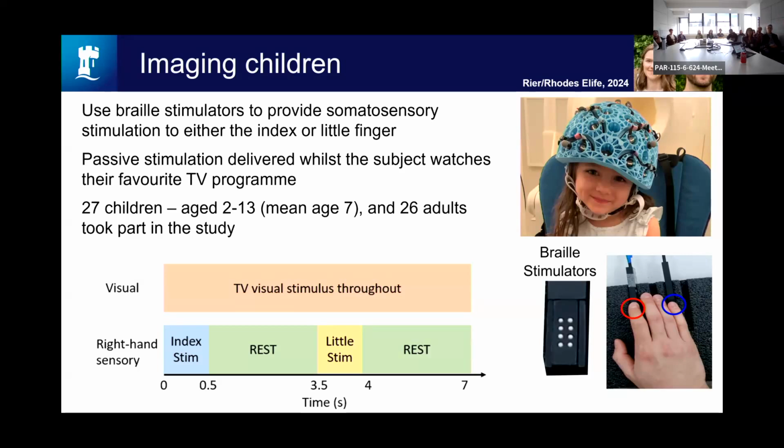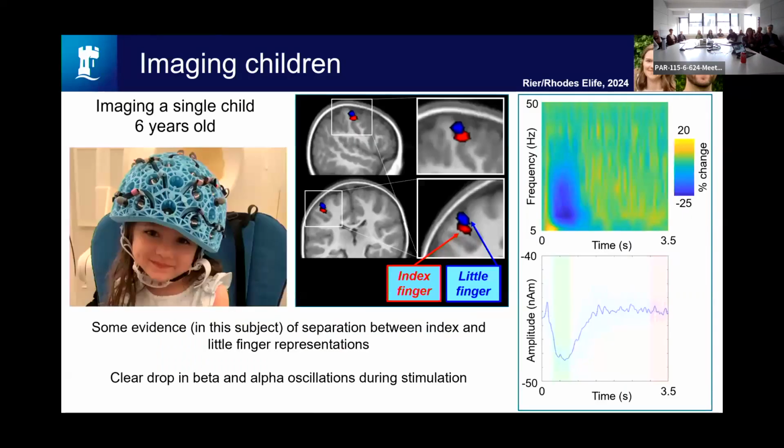And it was, again, a sensory task. So we were stimulating either the index finger or the little finger. So first, some data in a single child. This is the localization for the index finger. This is the localization for the little finger. So it follows what you might expect it to do, which is nice. We get nice beta desynchronization and rebounds.